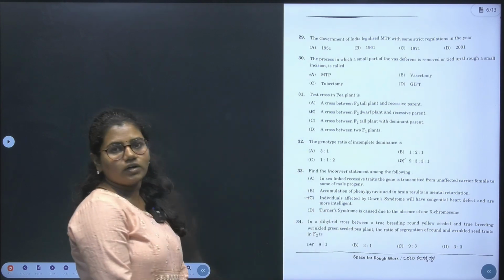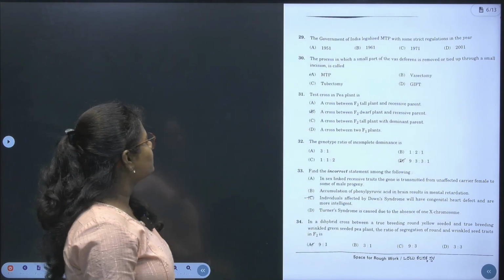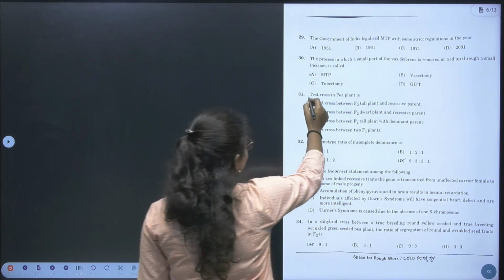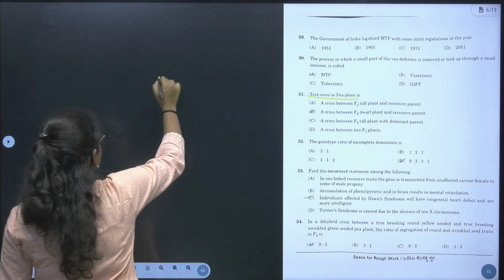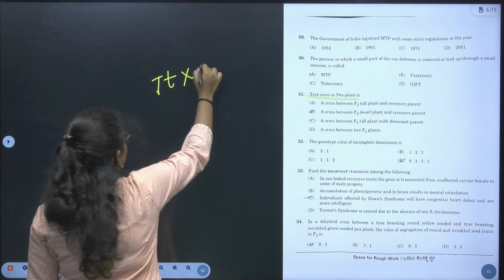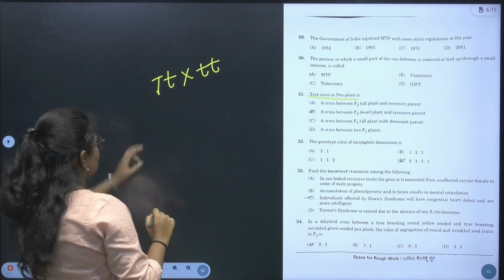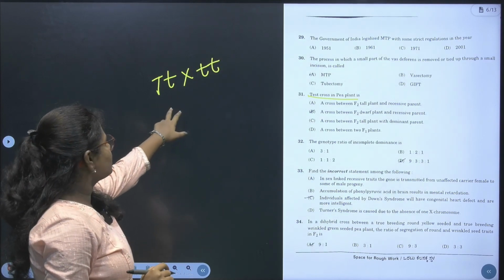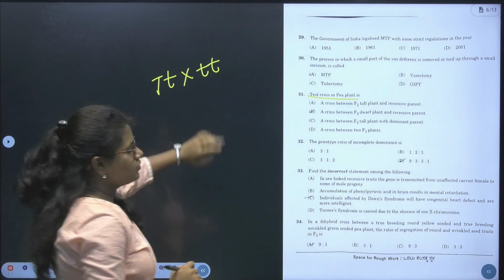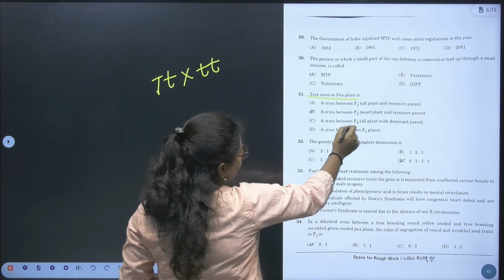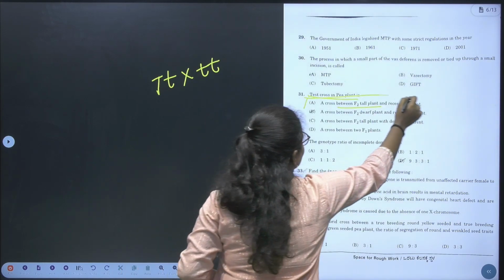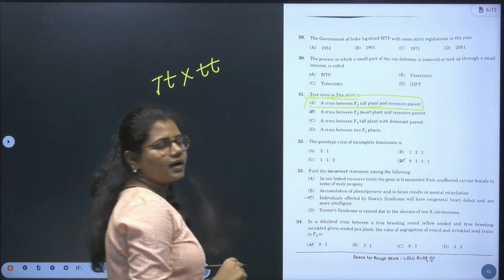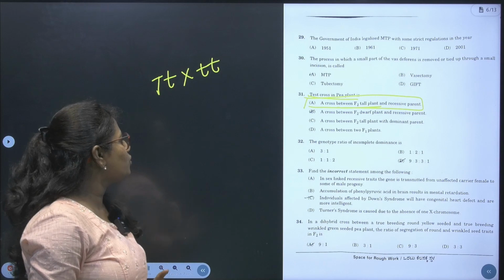So moving on to the next question, that is question number 31. Test cross in pea plant is, we know that the test cross is between heterozygous tall and the recessive parent, that is dominant T and recessive t and recessive t alleles. So here the answer is a cross between F2 tall plant and recessive parent, that is option A is the correct answer.